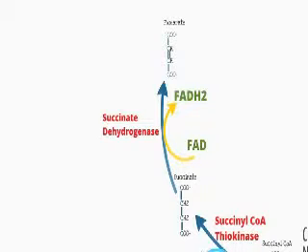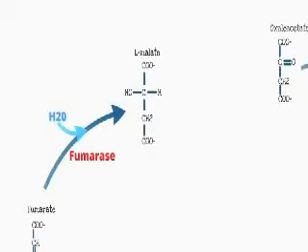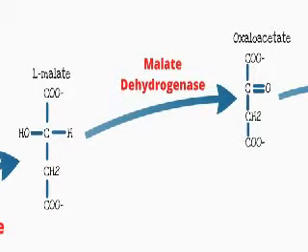Now, fumarate is converted to L-malate by the enzyme fumarase with the consumption of a water molecule. Finally, L-malate is converted to oxaloacetate by malate dehydrogenase. In the process, NAD picks up 2 hydrogen atoms, creating the third NADH of the cycle. With oxaloacetate produced, the cycle begins again.